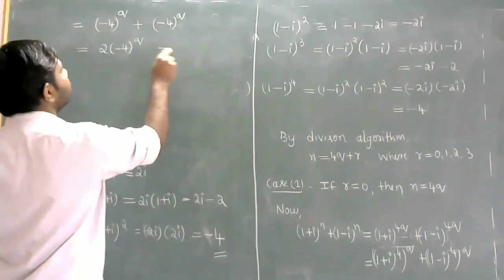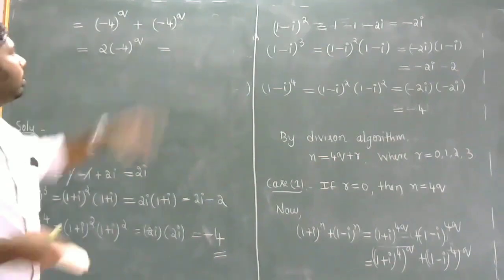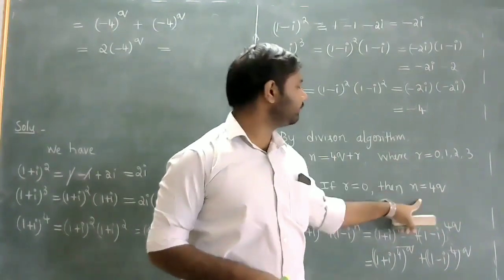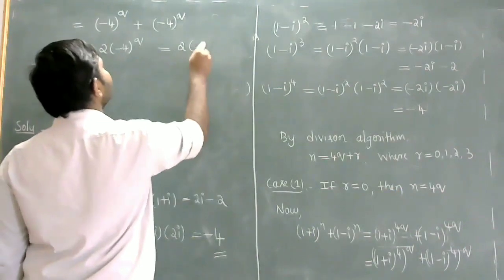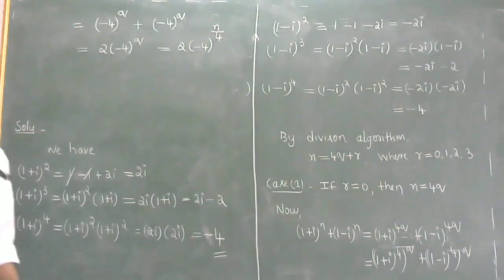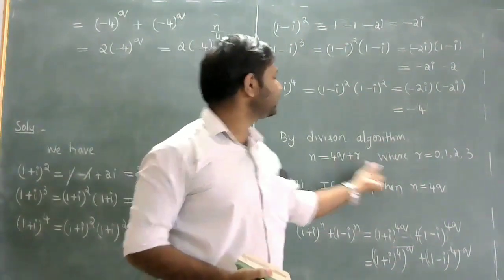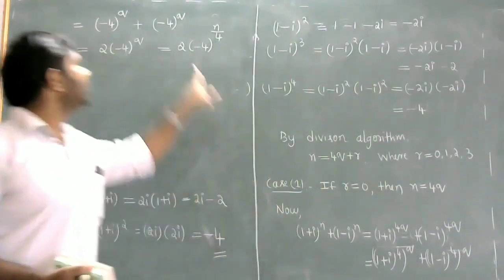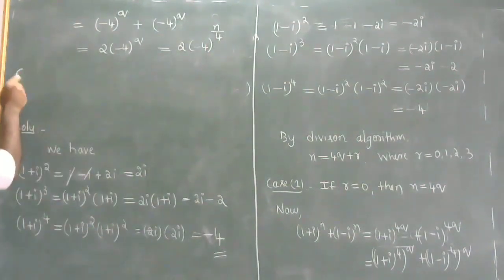But given an n, there is no need to find the quotient when it is divided by 4. So just solve it for n. Using this equation, q will be n/4, so it is 2 into (-4)^(n/4). Whenever r is 0, n will be divisible by 4. In that case the value of this number is 2 into (-4)^(n/4). So next, case 2.